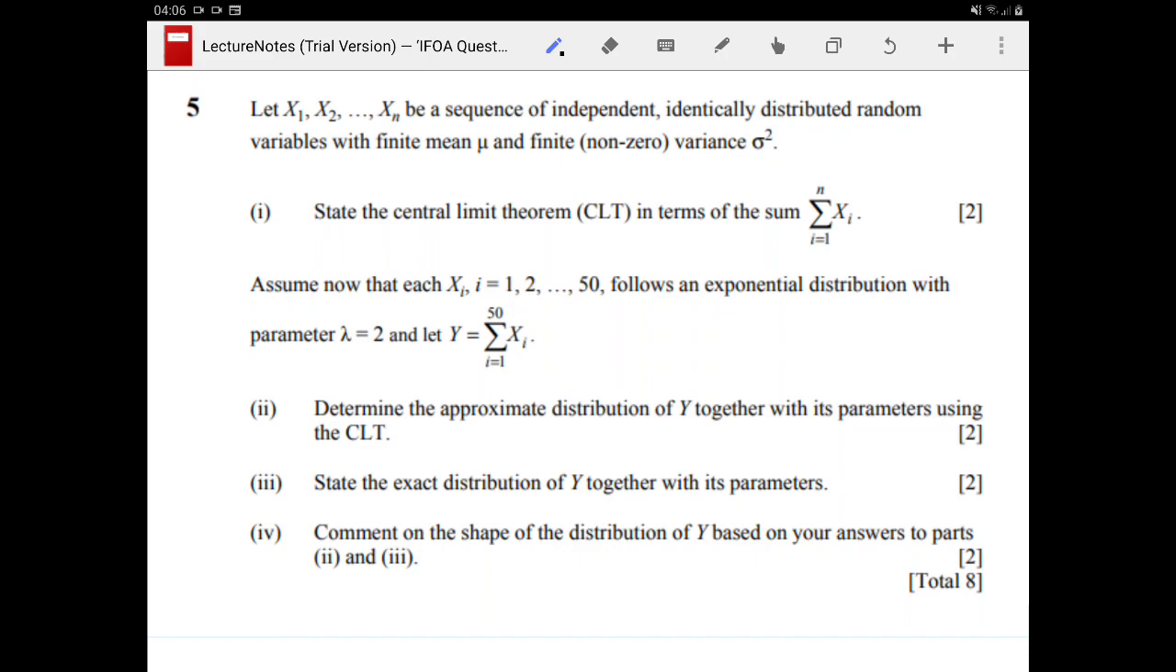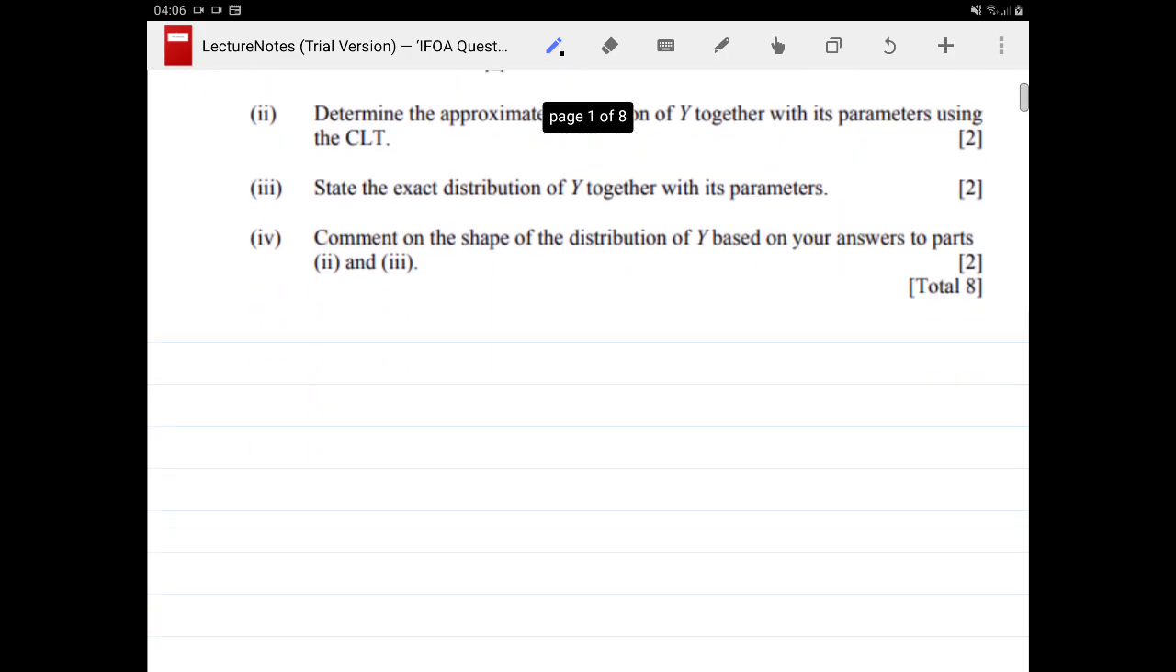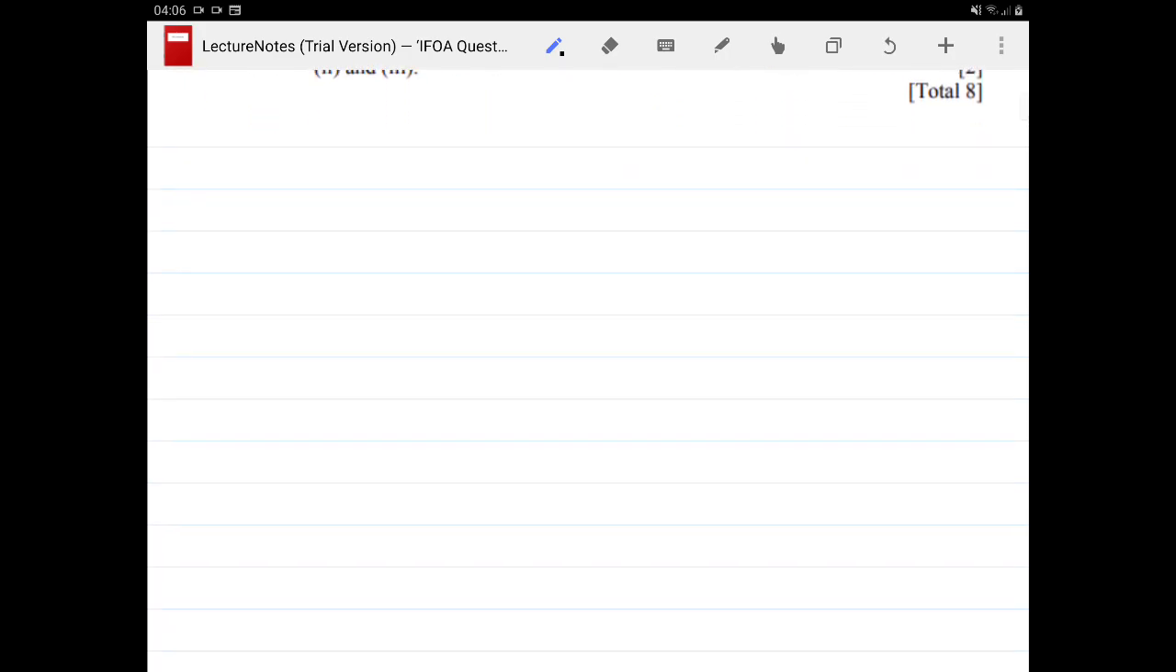Okay, so I'm assuming you've attempted the question. Part 5(i) says, state the central limit theorem in terms of the sum 1 to n, and this is not a difficult thing. I have an entire video on the central limit theorem and how we get this sum value and what its distribution is.